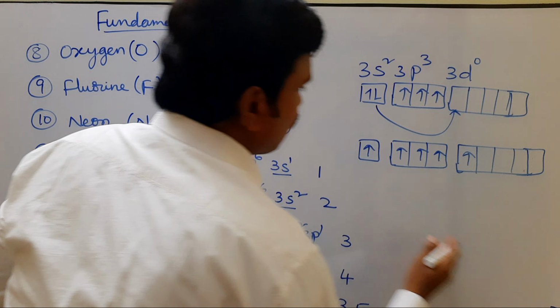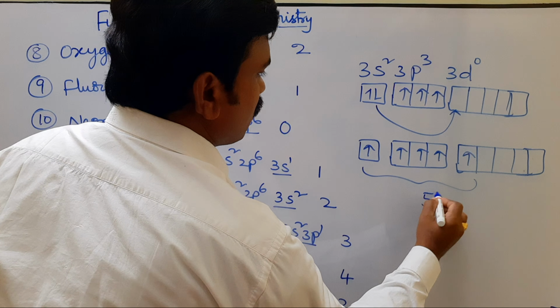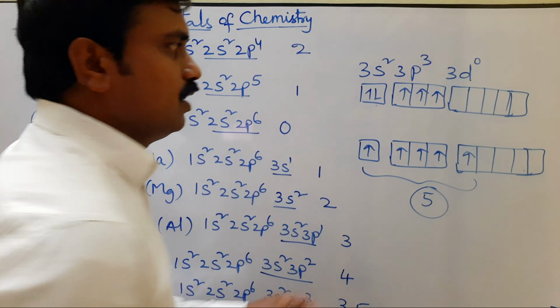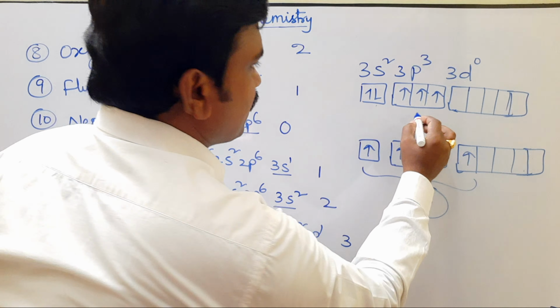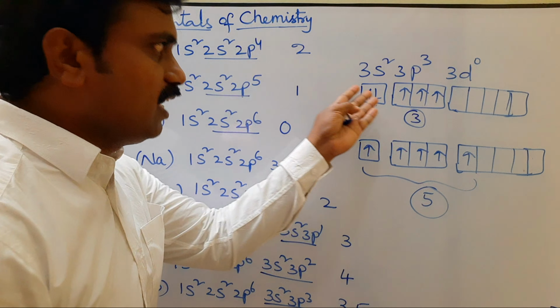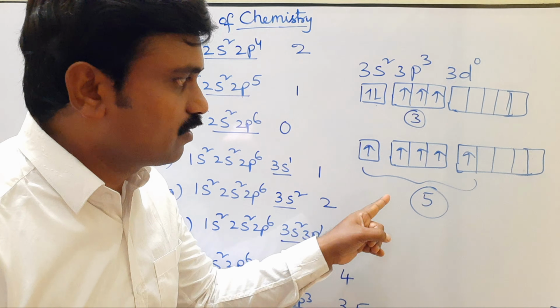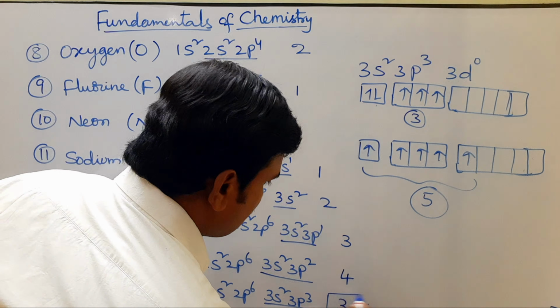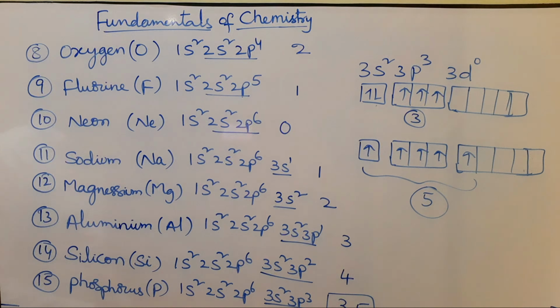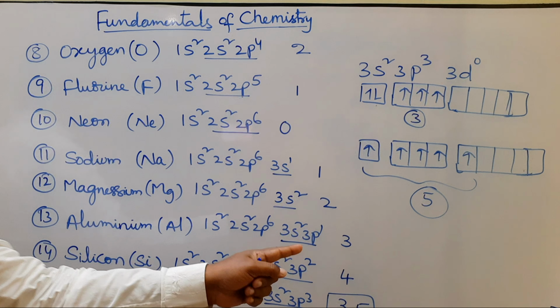That's why the valency of phosphorus is 5. In the ground state, phosphorus has 3 unpaired electrons, so the valence of phosphorus is 3 in ground state electronic configuration. In the excited state electronic configuration, phosphorus has 5 unpaired electrons. That's why the valence of phosphorus is 5. So phosphorus is a variable valency element. It exhibits valency 3, 5.